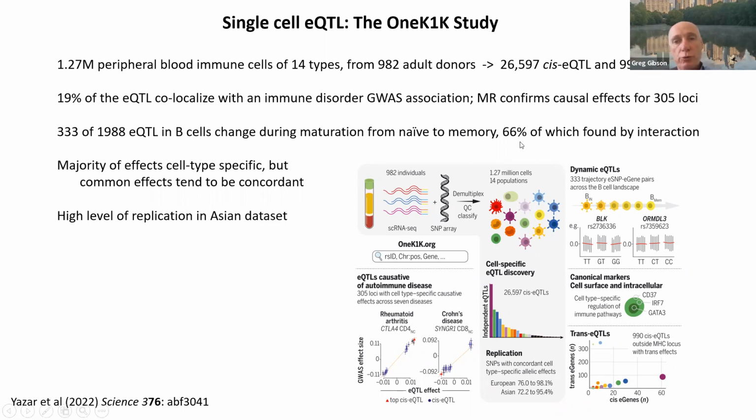And interestingly enough, two-thirds of those were identified as the interaction term in the model. Okay, so if you just looked in naive or just looked in memory, you wouldn't have seen them, and combined you wouldn't have seen them, but he actually identified them as being significant through the interaction term. So there's a change in effect size from naive to memory.